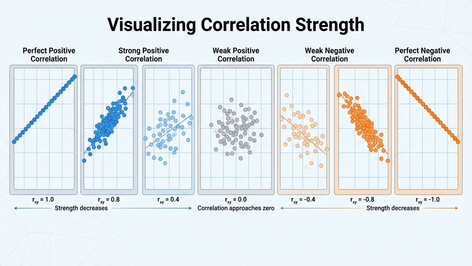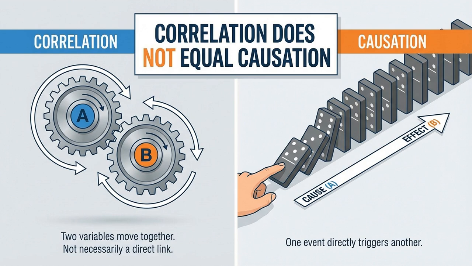The same applies in the negative direction. At -0.4, -0.8, and -1, the points align on a line with a negative slope, becoming more tightly clustered as we approach -1. It's crucial to remember that correlation does not equal causation.